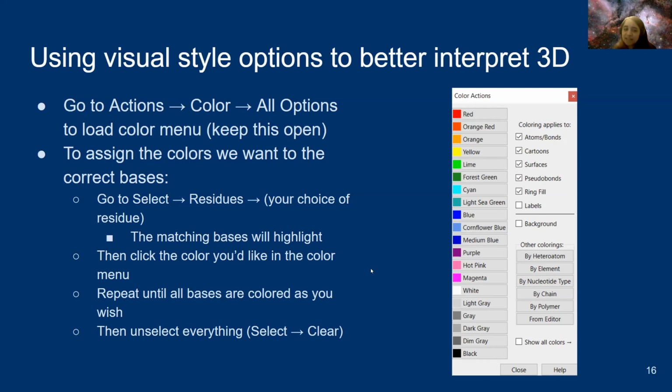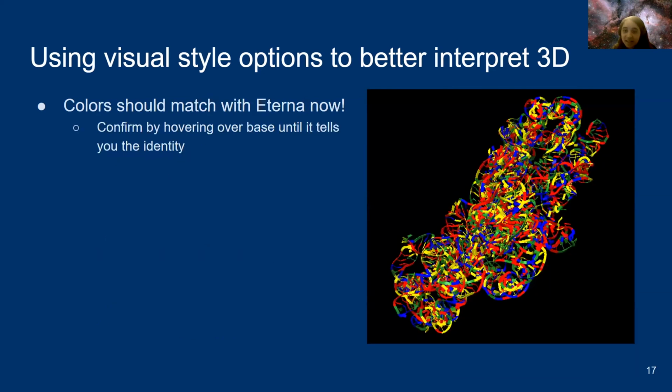And then you repeat that process until all of the bases are colored as you'd like. And then my personal recommendation is after you're done doing that, make sure to unselect everything just so you don't accidentally change any additional colors beyond what you are intending. And when I go through that entire process, here's what I end up with.